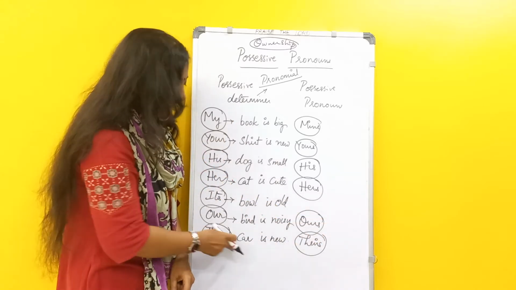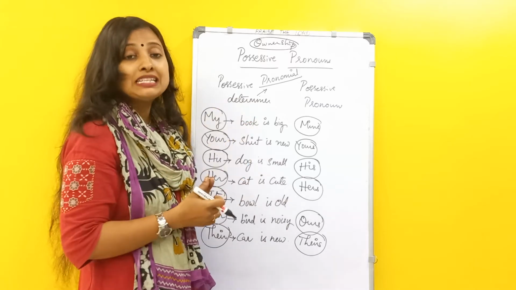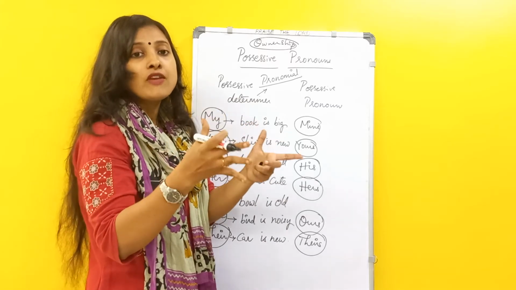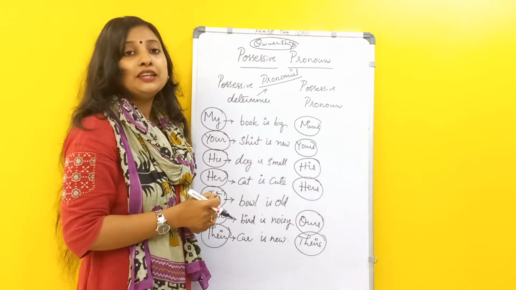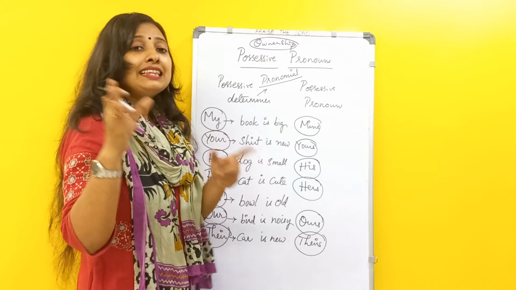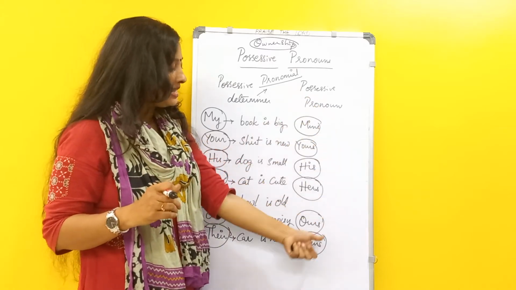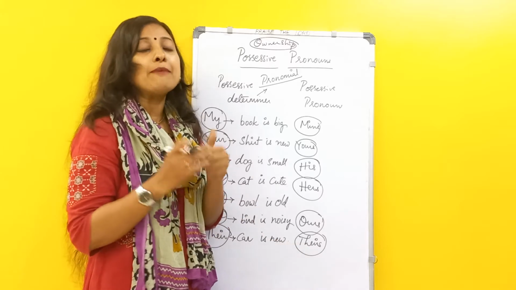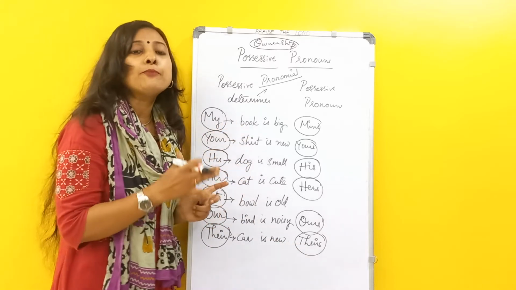Okay. So their car is new. The car which they have purchased is brand new. That means they have got a new car. The new car is theirs. The new car is theirs. That is the usage in possessive pronouns. And remember, while using possessive pronouns, you will not be using apostrophe s. Right? So this is about possessive determiner and possessive pronoun.